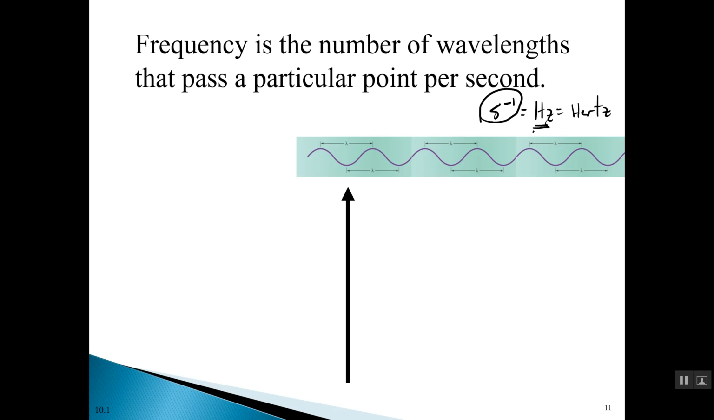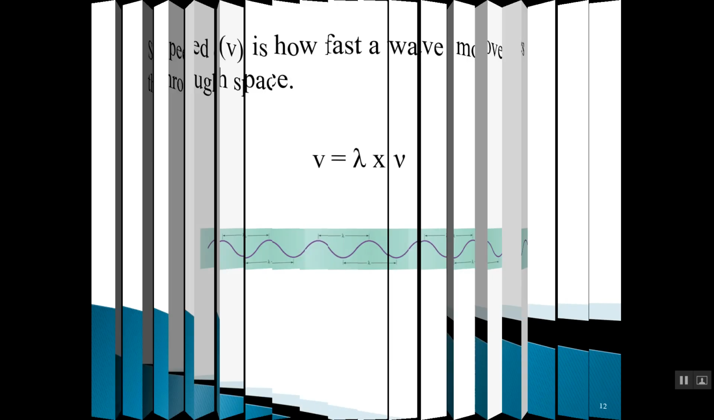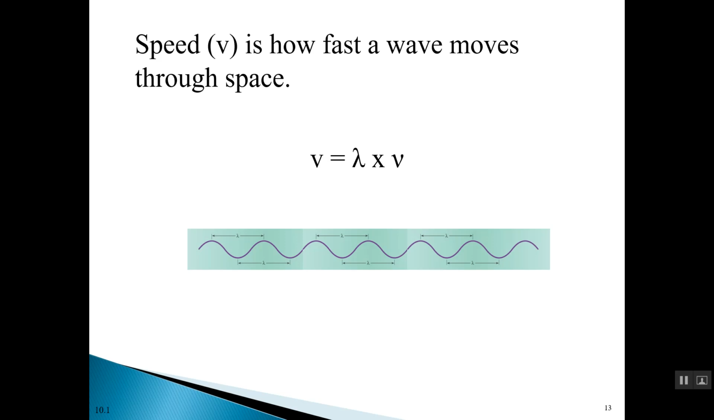As far as wavelength is concerned, pretty much any unit of length can be used for the wavelength. You can have wavelengths expressed in micrometers or millimeters or centimeters or meters or kilometers. It all depends on the type of problem that is involved. So the third characteristic of any waveform is known as the speed. And the speed is basically how fast the wave moves through space.